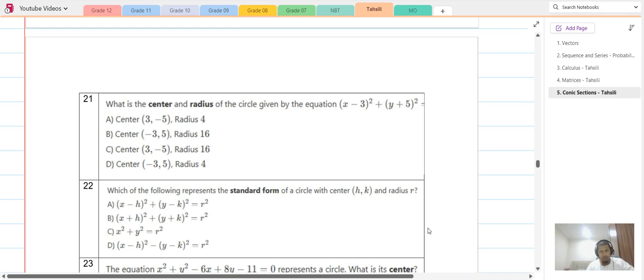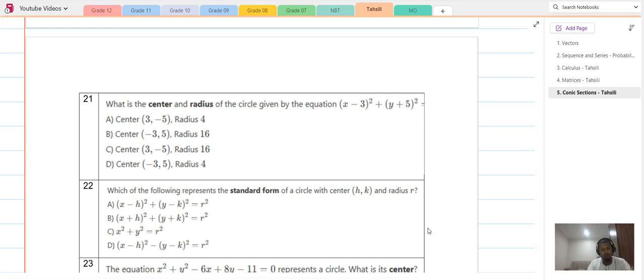The question number 21, just looking at this thing that we printed out, should be 16 there, right? This here should be 16, right? Just correct that. Now, what is the center and radius of the circle given by the equation?